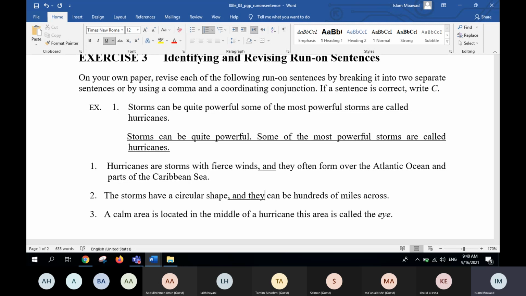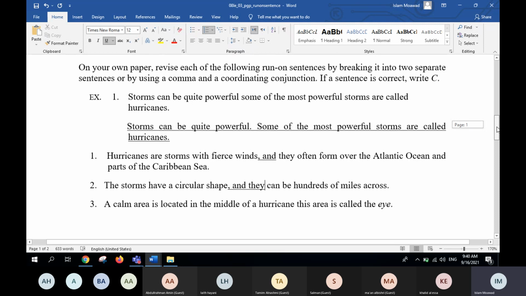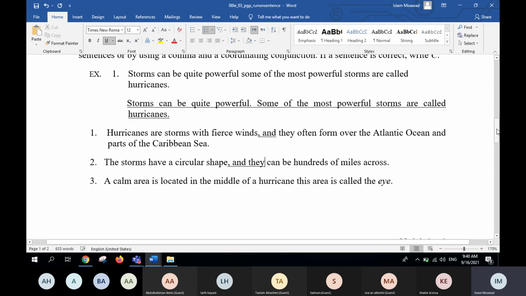Number three, go ahead, Ali. And this area is called the eye. Or we can put a full stop and make it, this area is called the eye.